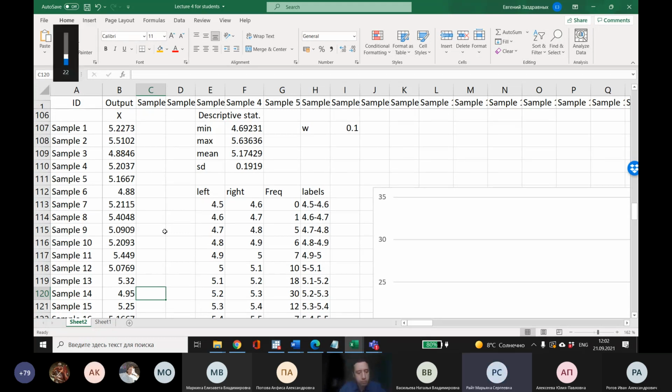Sorry, I have a question. Can you hear me? Yeah. I have a question. Why do we start from the 4.5 in the left column?